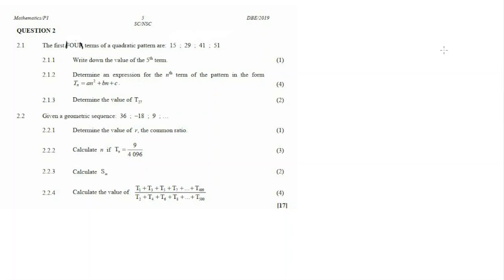Sanibonani guys. Now question 2. This is question 2 for this mid-year examination paper that was written in 2019. Question 2 is a number pattern question, and it's a two-part question where we talk about a quadratic pattern, and then in 2.2 we talk about a geometric sequence.